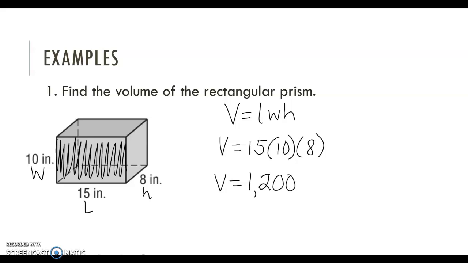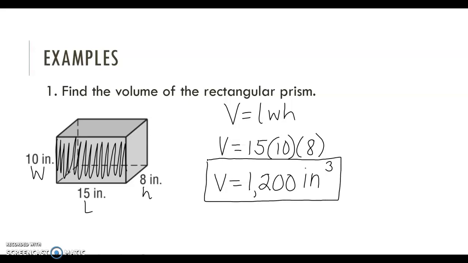1,200. And the unit on volume is a little bit different since it's not an area, it's not measured in square units. This is now looking at how much it contains, so it's going to be measured in cubic units. So this volume is going to be 1,200 cubic inches, which is how we would represent it. Inches to the third power, inches cubed. Cubic inches for volume. And that's your volume.